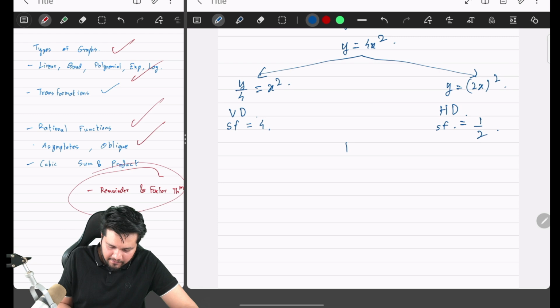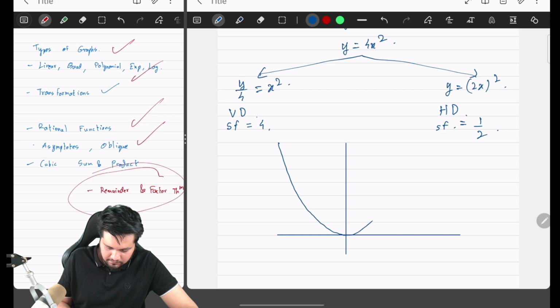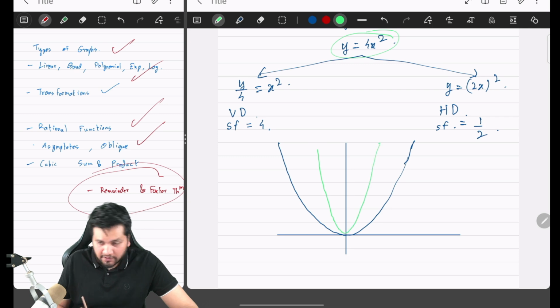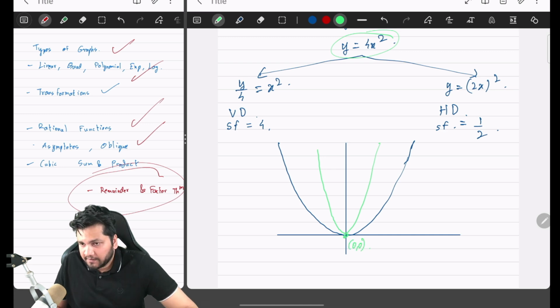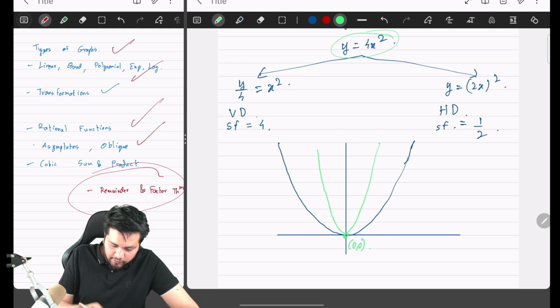So we know the graph of y is equal to x square, which is going to be somewhat like this. And then the transformed graph, which is y is equal to 4x square, I'll draw it like this. This is how it looks. The vertex remains the same for both cases, 0, 0. Now, what exactly is happening vertically and what exactly is happening horizontally? Both graphs are the same, but let's understand with respect to the values.